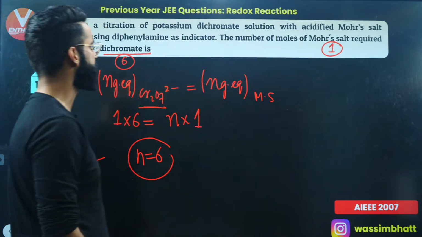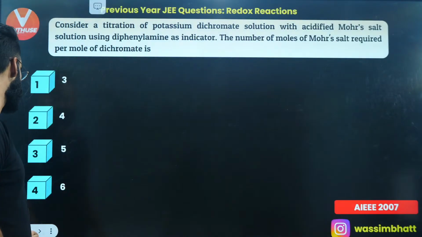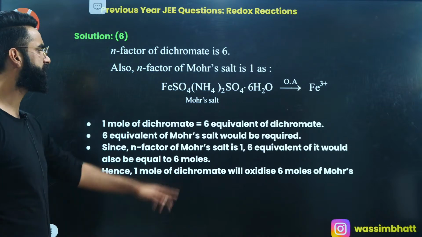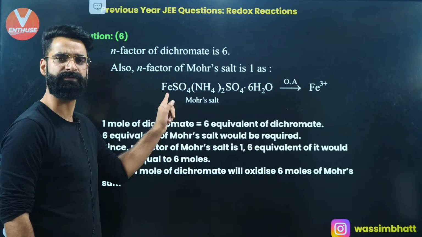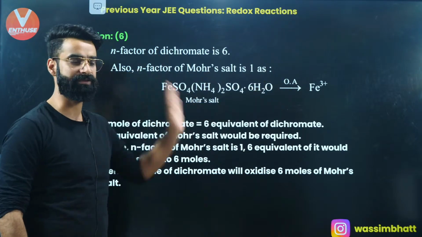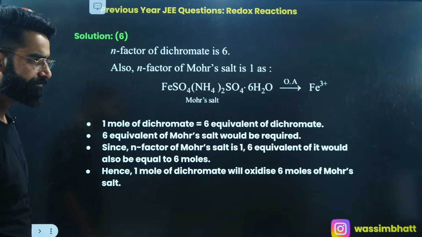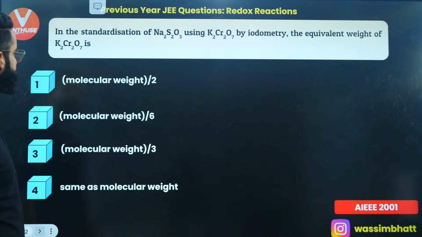So what is 6 basically? 6 are the moles of Mohr salt which are required per mole of dichromate ion. And if you want to know the formula of Mohr salt, this is the formula of Mohr salt, wherein iron is in +2 oxidation state and in presence of dichromate, this Fe2+ gets converted into Fe3+. That's all. I'm sure it's clear to everyone.